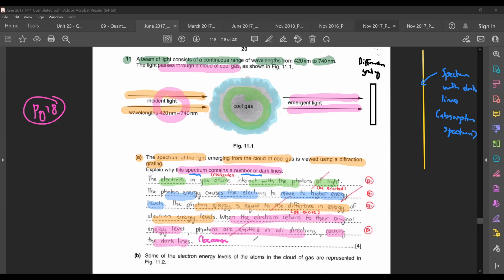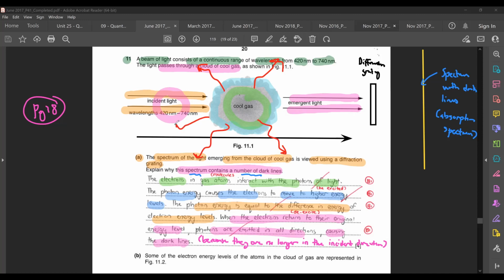Because they are no longer in the incident direction. Okay, the incident direction is this direction. Your photons of different colors, different wavelengths, they all got emitted elsewhere. Going here, going here, going here, going here, or going here. Okay, so the photons that you have here emitted in different directions are the ones that cause your dark lines in the first place.